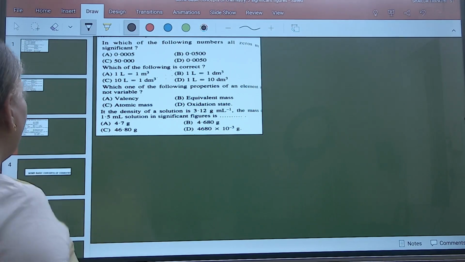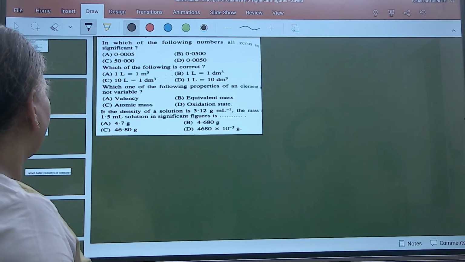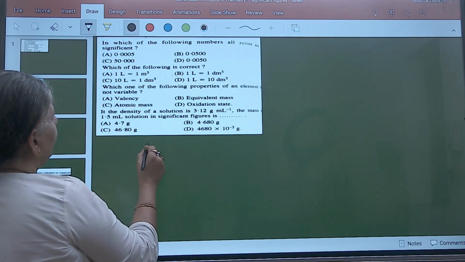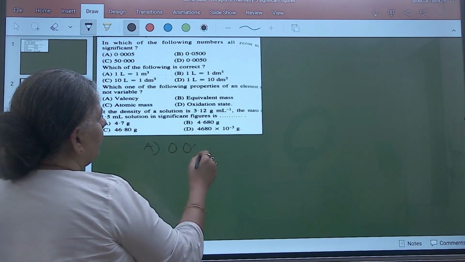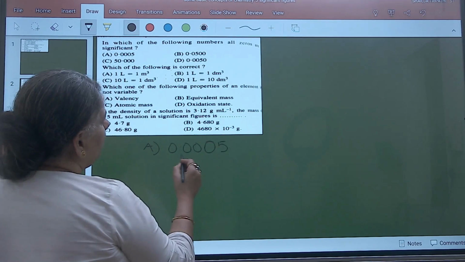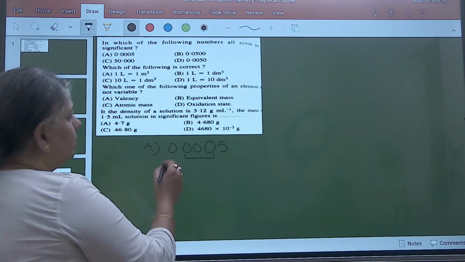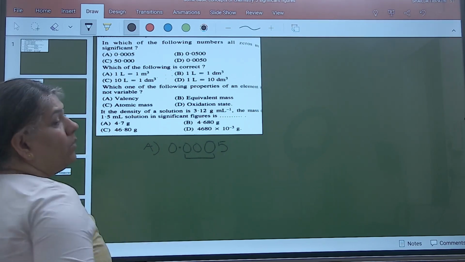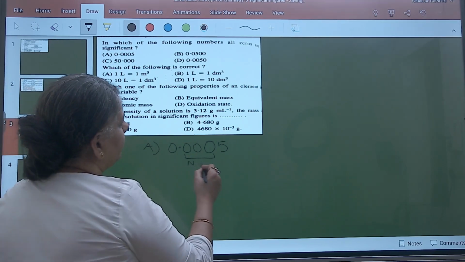Now let's see this question. In which of the following numbers all the zeros are significant? Okay. So in case of option A, see 0.00, again one more 0, 5. So all the three zeros are non-significant because the rule says zeros on the right of the decimal and before a non-zero number are not significant. So these are not significant.